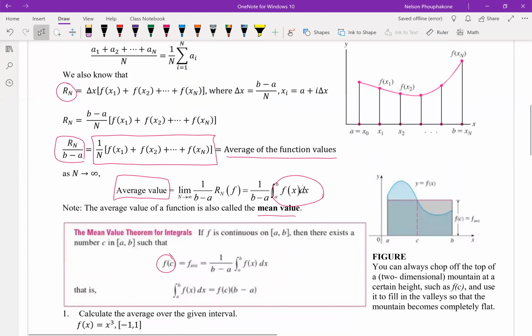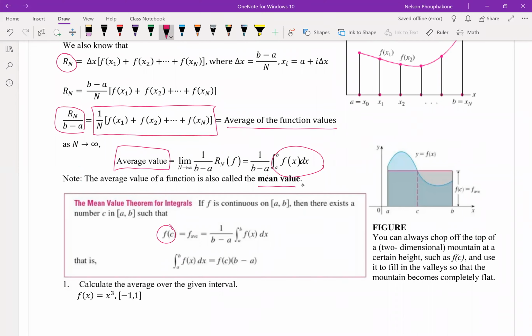So basically, what does this mean? It means that if I find the average function value and multiply by b minus a, then I will be able to get the total area under the curve. This picture right here tells you what the mean value theorem is. If we find the average of the function values and multiply by b minus a, this is the length here, then it will be the total area under the function.